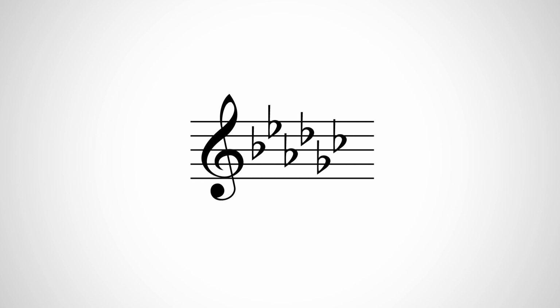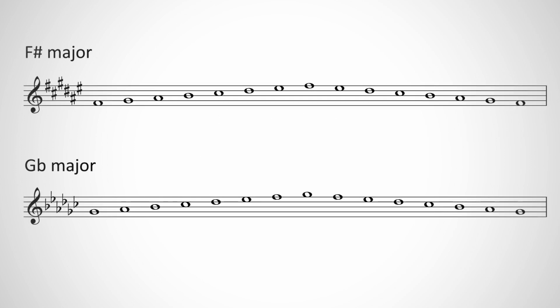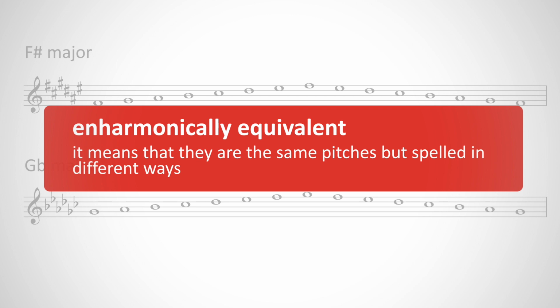Now, is there something you noticed about these two scales, F sharp major and G flat major? Yes, they're exactly the same on the keyboard. These two scales are enharmonically equivalent. This means that they are the same pitches but spelled in different ways.